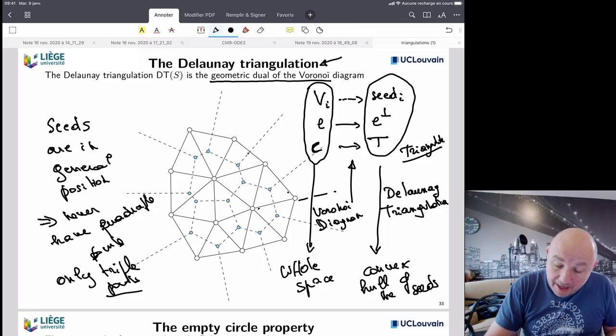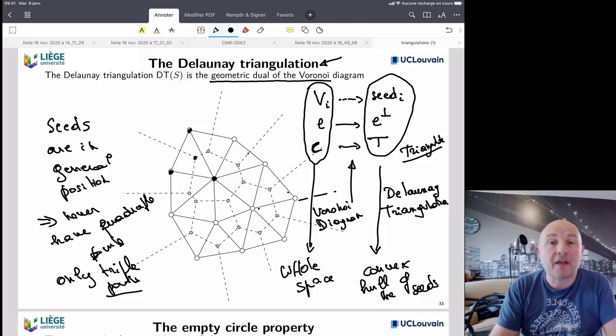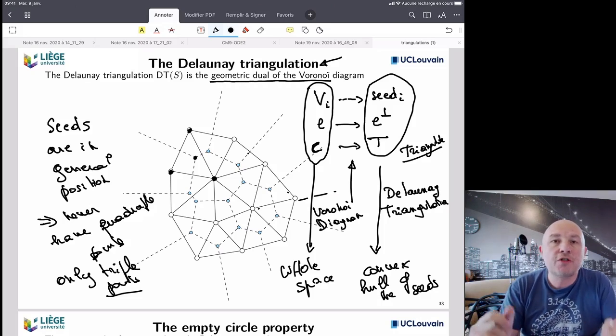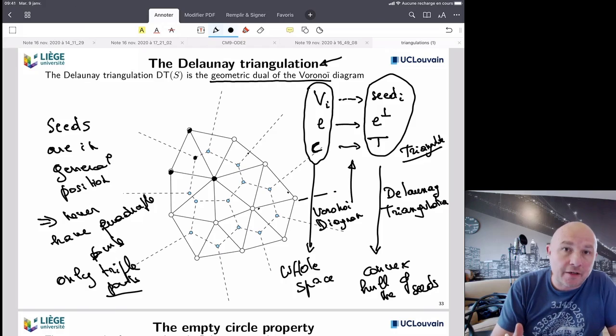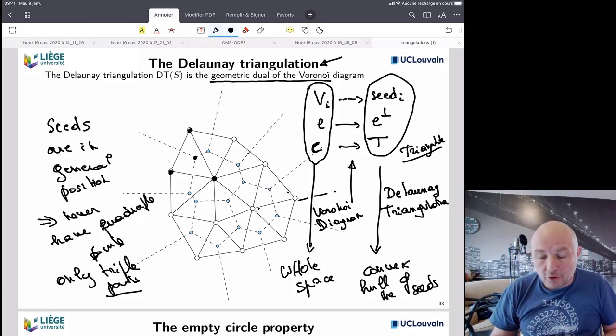In the Voronoi diagram, I have here triple points. So each triple point corresponds to 3 seeds. And so each triple point corresponds to one triangle. So to get all the triangles for the triangulation, I just get all the corners of the Voronoi diagram. There are as many triangles as there are corners in the Voronoi diagram.